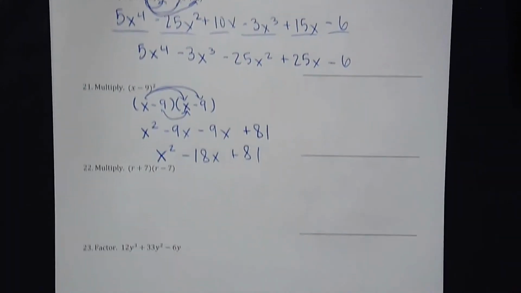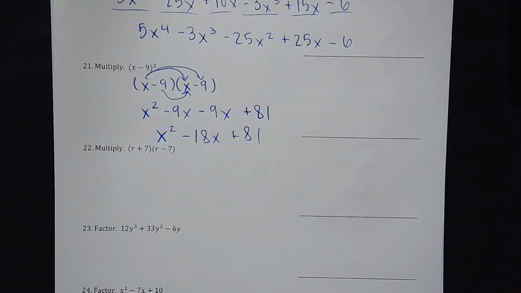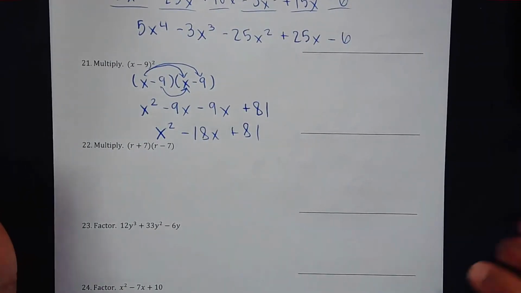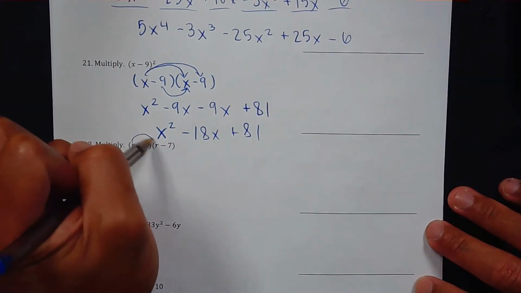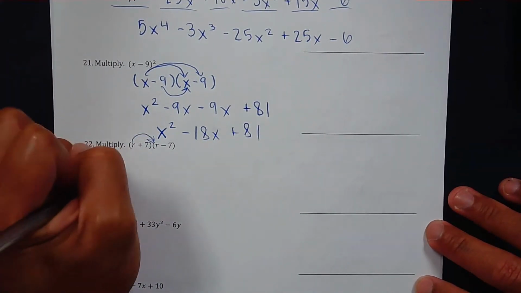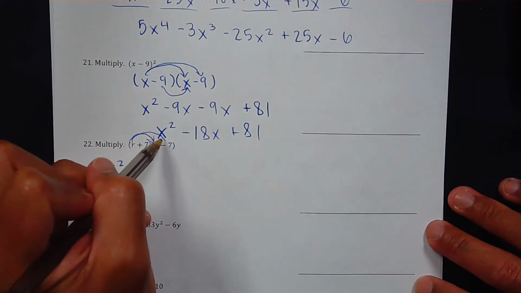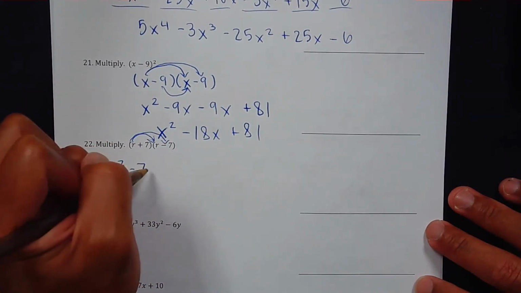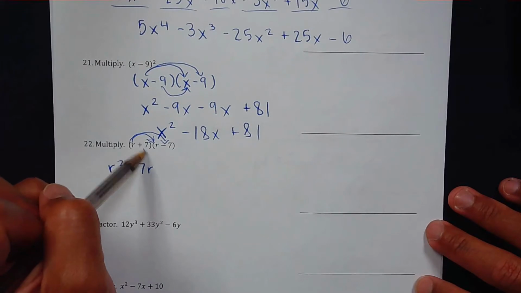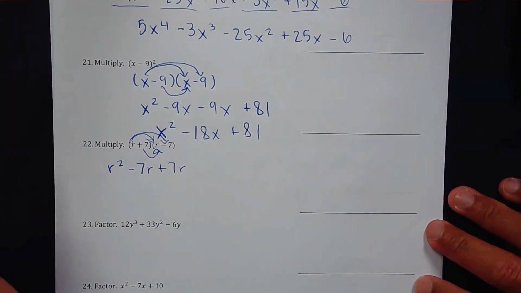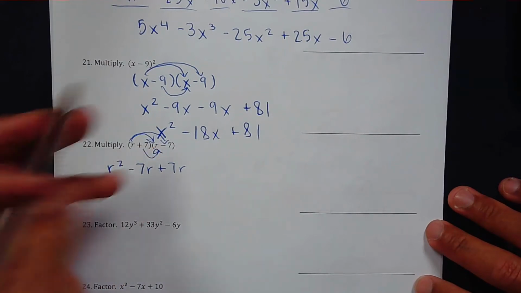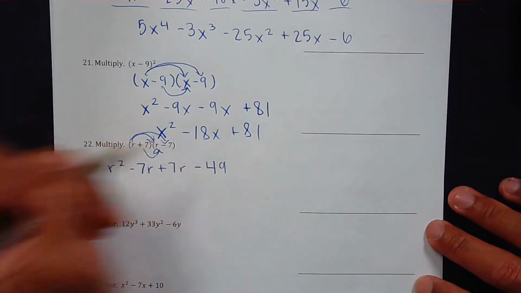All right, question number 22. Same thing, it looks a little different because we have an r, but remember these are just variables, so we do the same thing. r times r gives us r squared. r times negative 7 gives us negative 7r. 7 times r gives us positive 7r. And then 7 times negative 7 gives us negative 49.